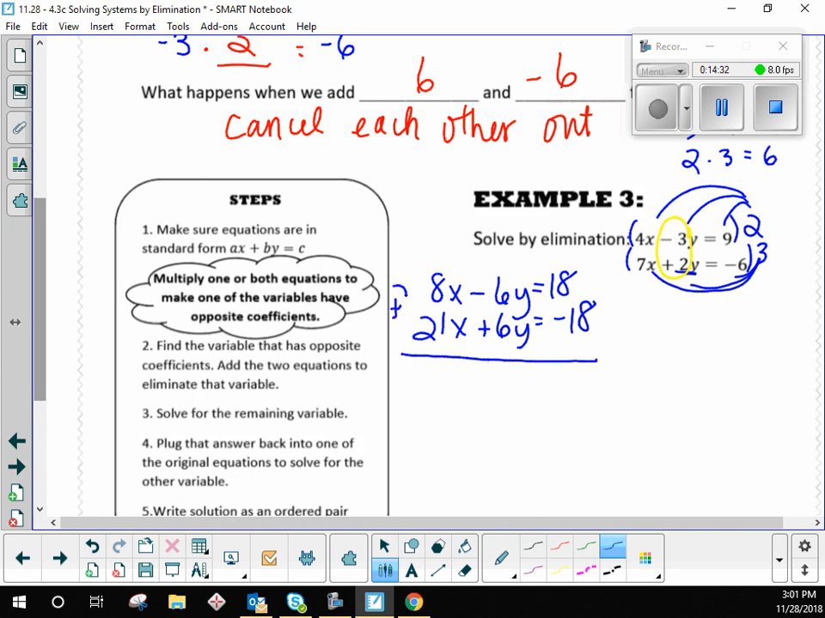So here we go. We're going to add. I have 8 x's. I'm adding 21. That is 29x. When I add negative 6y and positive 6y, they are gone. They're eliminated, right? That's why it's called elimination method.